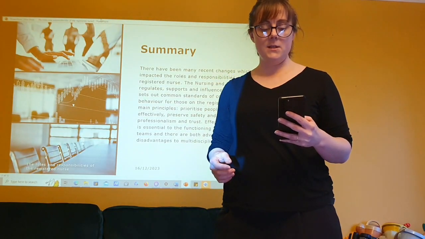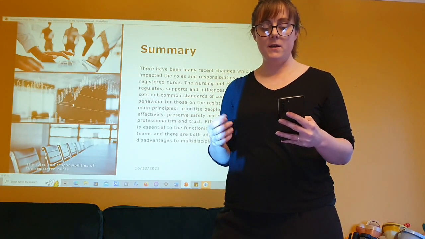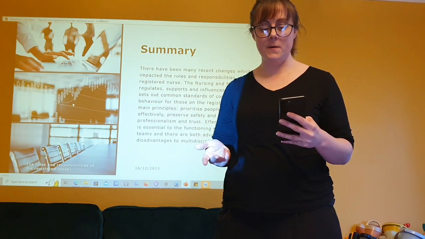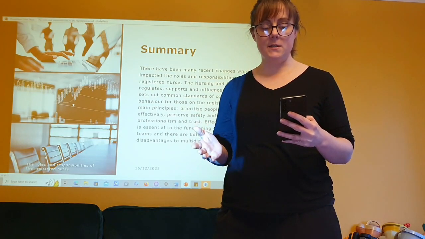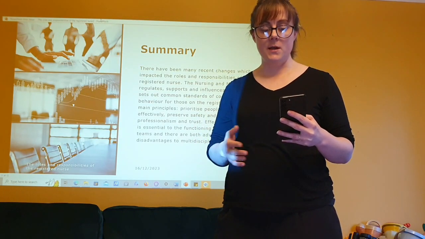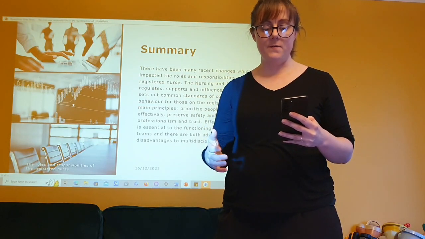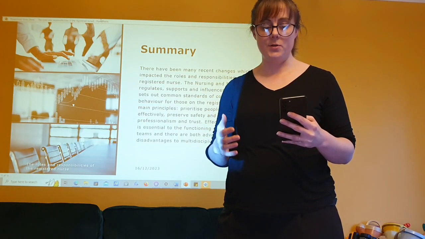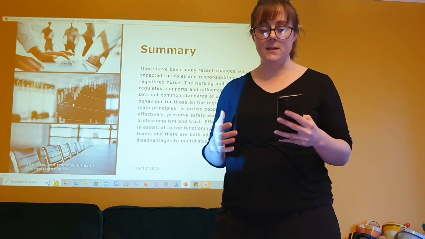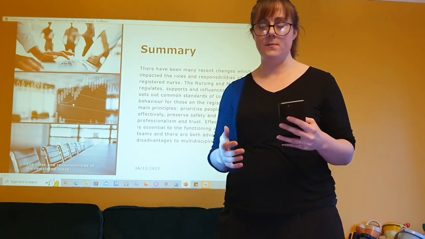So there have been many recent changes which have impacted the roles and responsibilities of the registered nurse. The Nursing and Midwifery Council regulates, supports and influences nurses. The Code sets out common standards of conduct and behaviour for those on the register. There are 4 main principles: prioritise people, practise effectively, preserve safety, and promote professionalism and trust. Effective communication is essential to the functioning of multidisciplinary teams, and there are both advantages and disadvantages to multidisciplinary teams.